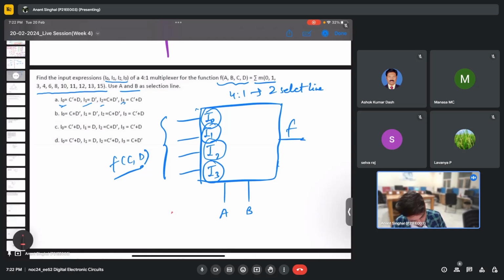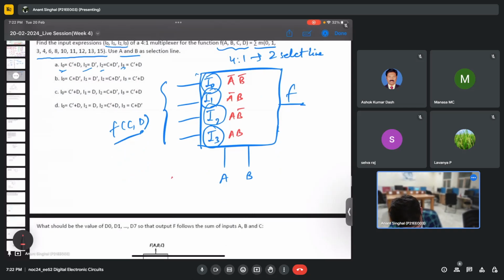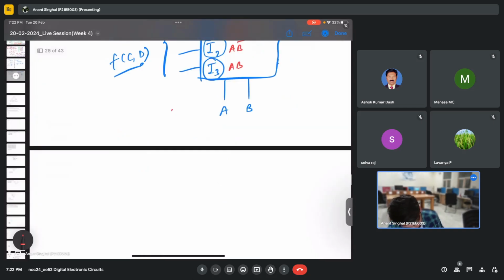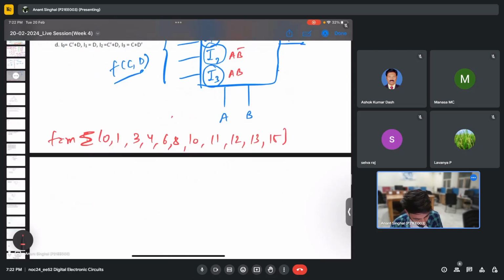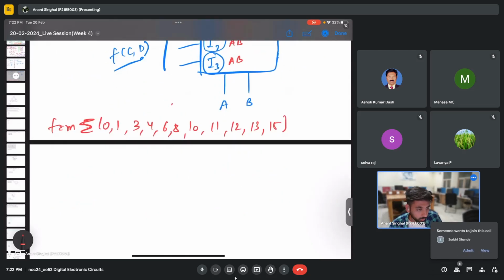Okay, so let me try to do it. Since we have a 4 cross 1 mux, we have these four combinations here. We need to calculate I0 and we already know what F is. So I'll write F here. F is 0, 1, 3, 4, 6, 8, 10, 11, then 12, 13, then 15. I'm just writing one by one quickly.